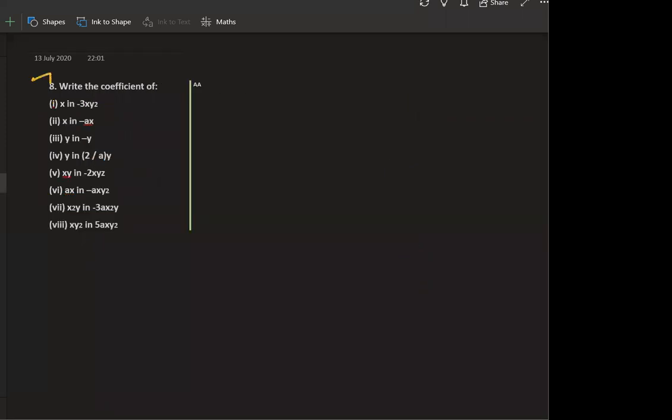Question 8. Write the coefficient of x in minus 3xy square. Okay. So now let us do the first part. We have to find the coefficient of x in minus 3xy square. So beta, if you want to find the coefficient of x, remove x, what will you get? Minus 3y square.